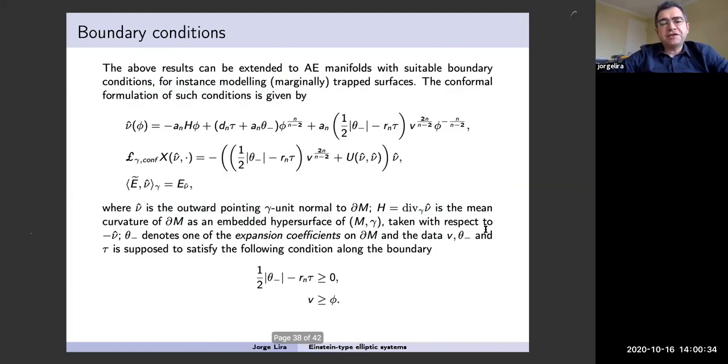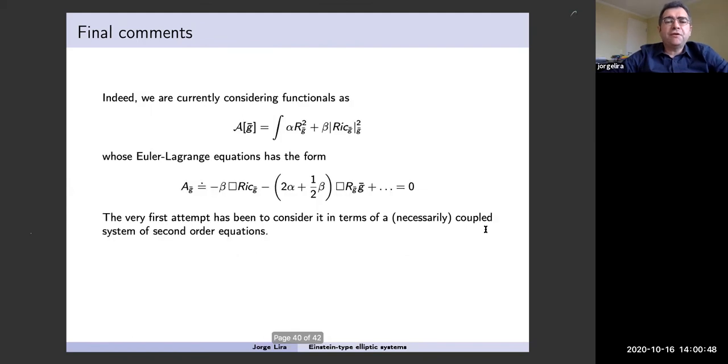So this is just a comment about the boundary conditions. You have to impose marginally trapped boundary conditions in order to mimic the evolution of black holes in that geometric setting, but I can skip this just to make the final comments. All of these efforts, in fact, are motivated by another program.